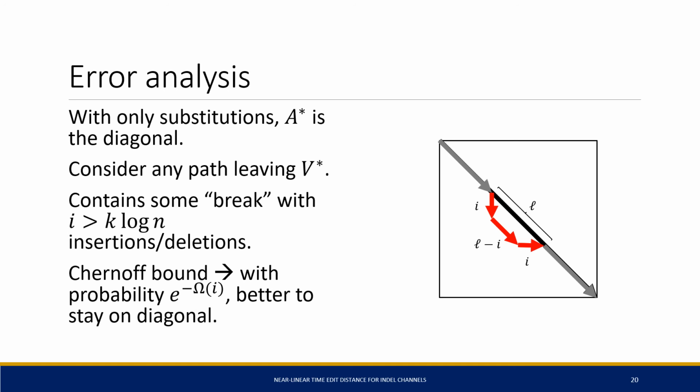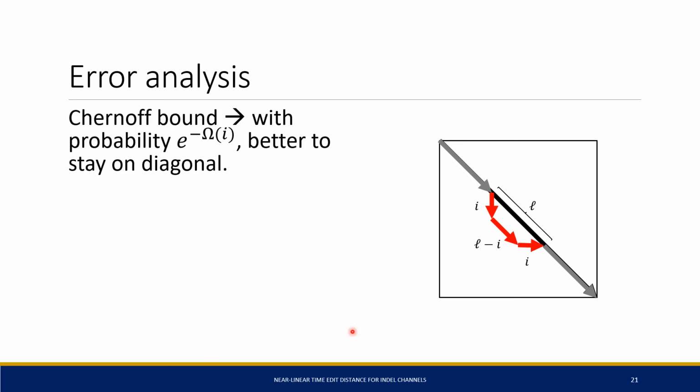Okay, so the idea is we can just use a Chernoff bound to argue that basically every insertion and deletion on this path is going to contribute at least 1 to its cost. And it's possible to show that every diagonal edge on this path, the weight of that edge is a Bernoulli with parameter 1/2. And so a Chernoff bound lets us show that with high probability, it's better to stay on the diagonal, because while here the diagonal edges have expected weight 1/2, if our substitution probability is small enough, here the diagonal edges are going to only have some small expected weights.